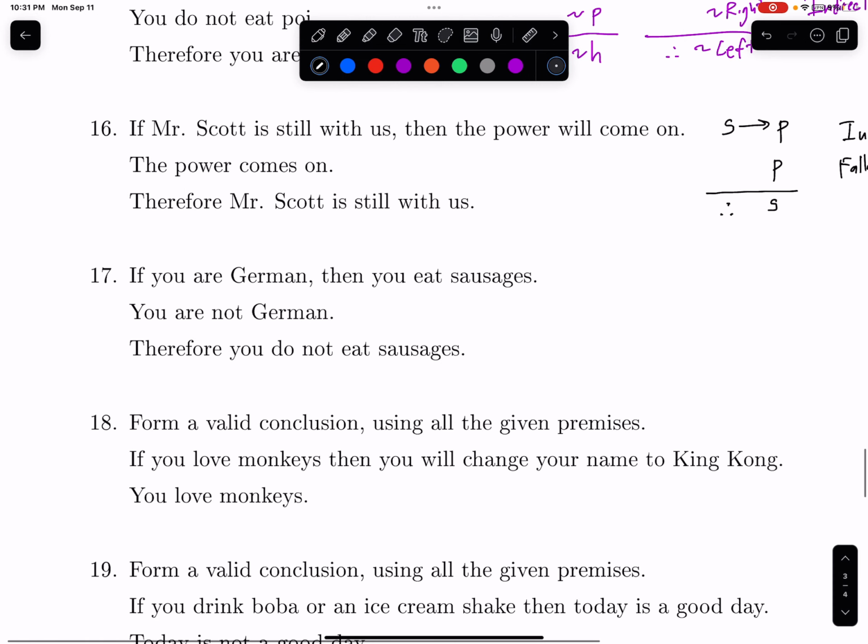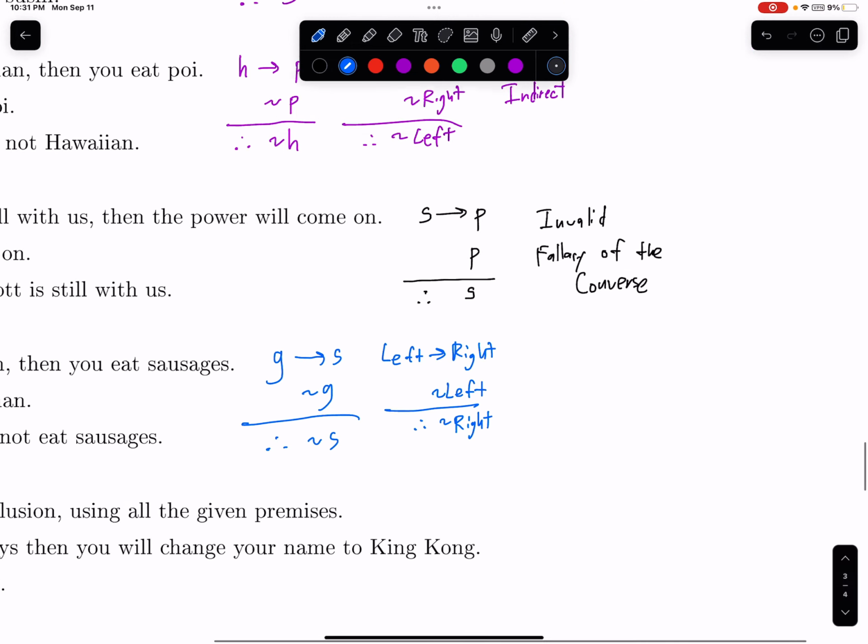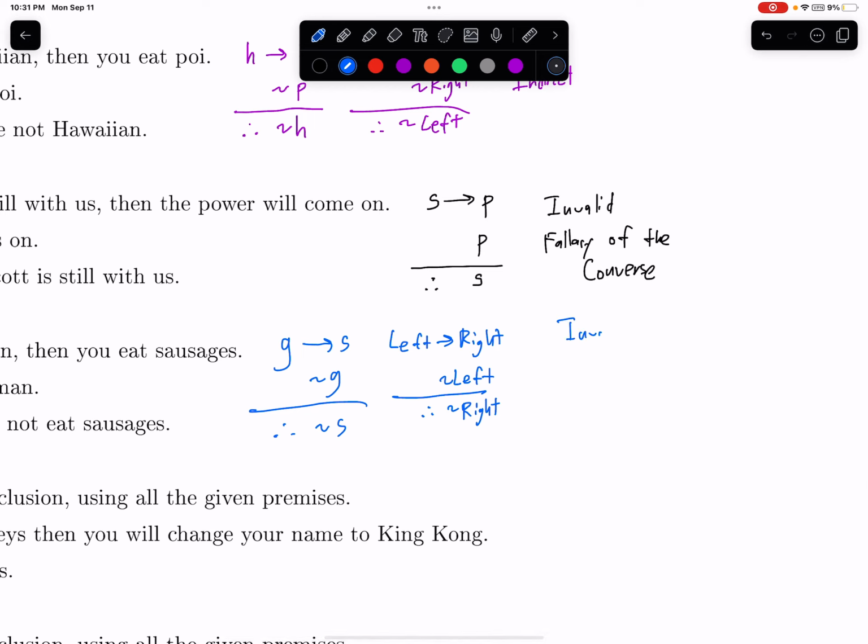Okay, number 17. If you're German, G for German, then you eat sausages, S for sausage. You're not German, therefore you do not eat sausages. Sounds kind of reasonable as an argument, but what's wrong here? I went from left to right, but then the second one is the negation of the left side, and I finish with the negation of the right side. What pattern is that? That's the pattern of the inverse. So that's invalid. Fallacy of the inverse.